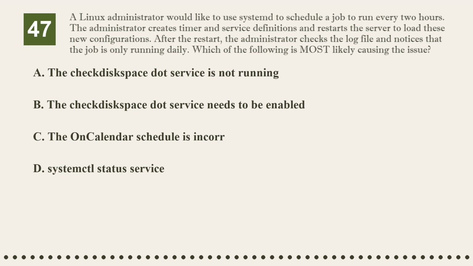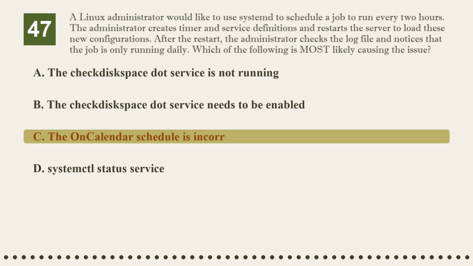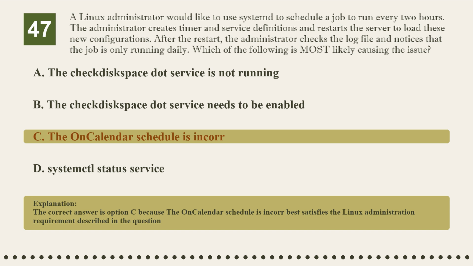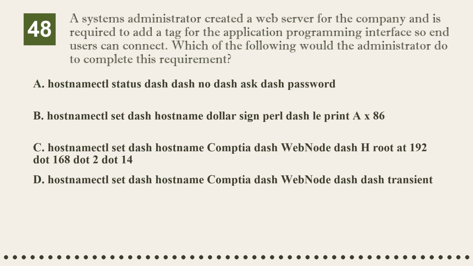Option D, systemctl status service. The correct answer is option C. The OnCalendar schedule is incorrect. The correct answer is option C because the OnCalendar schedule is incorrect best satisfies the Linux administration requirement described in the question. Question 48. A systems administrator created a web server for the company and is required to add a tag for the application programming interface so end users can connect. Which of the following would the administrator do to complete this requirement?